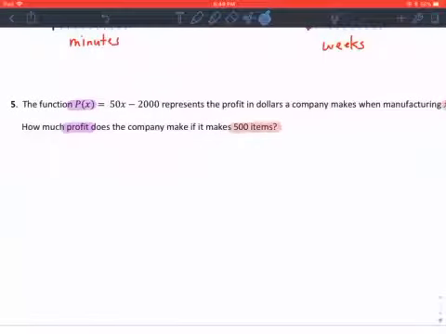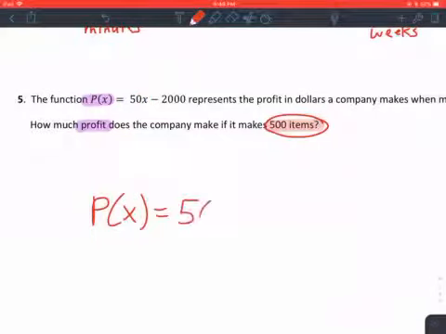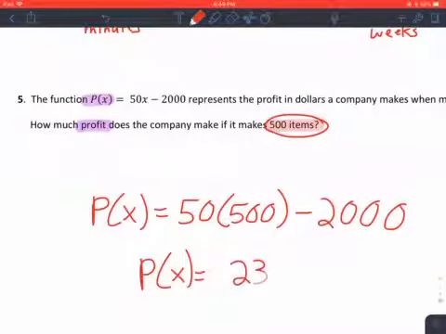So 500 items is labeled as X, so therefore I have to substitute this 500 in for X into the problem. Okay? So if I do that, I have P of X equals 50 multiplied by 500 items, subtract 2,000. Okay? I'm going to type this into my calculator to get the profit the company makes when they make 500 items. So I have 50 times 500 minus 2,000, and my answer is the profit is $23,000.